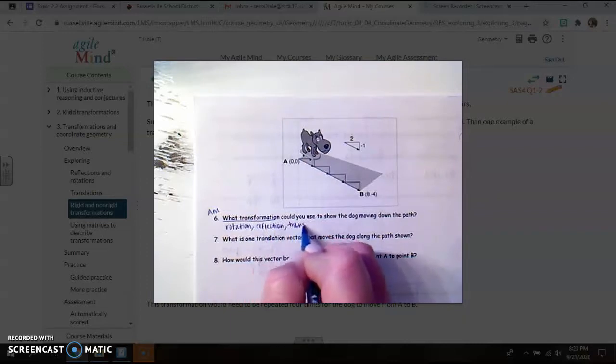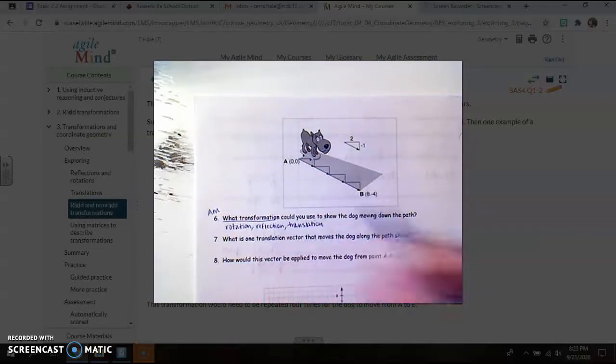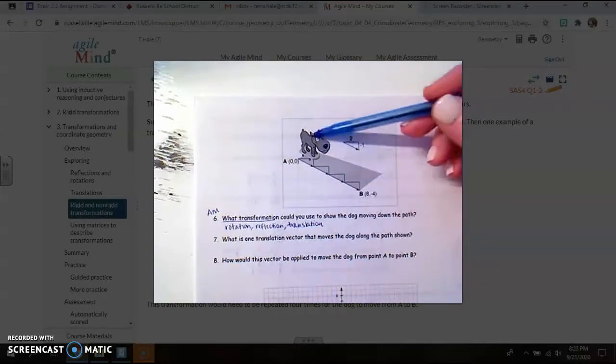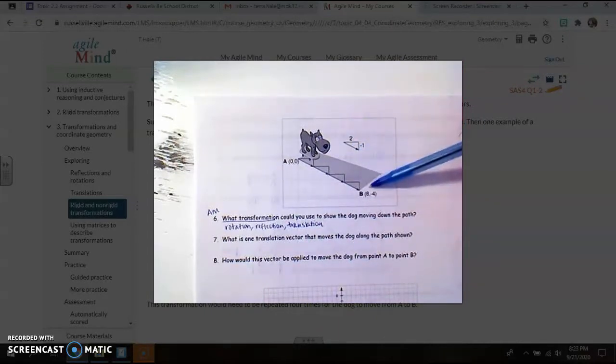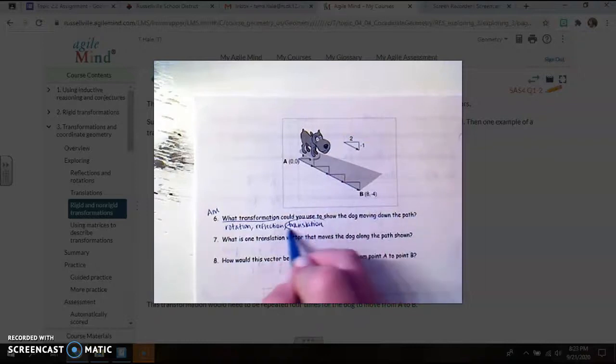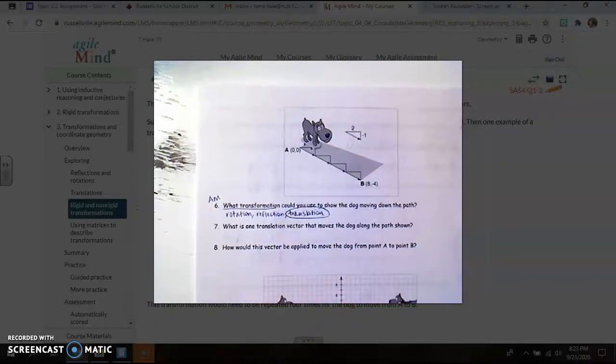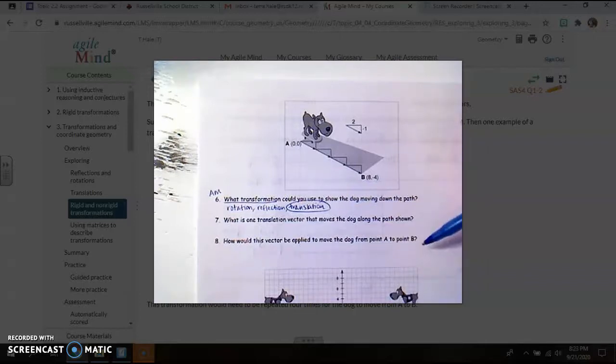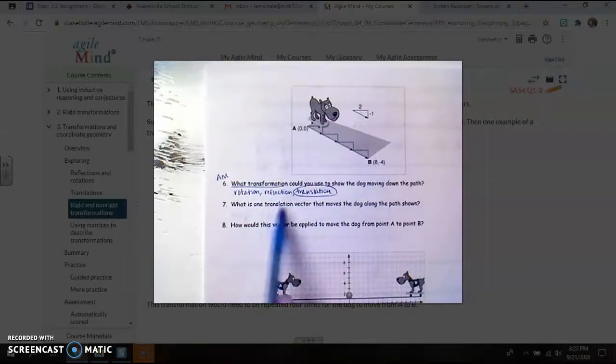So when it asks what transformation, which one of those is occurring to get the dog from here down here? Well, obviously that's just a slide down the path. So we're using a translation. Now, anytime you tell that you're using a translation, remember you need to be more specific about the motion. How many units are you going to the right? How many units are we going down? We're going to be using a translation vector to show how that dog can move from here to here.